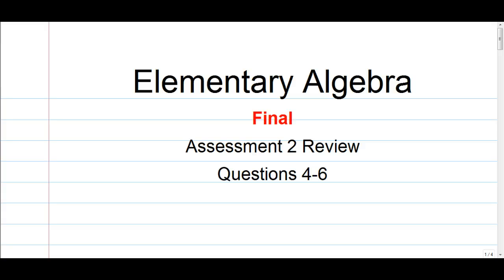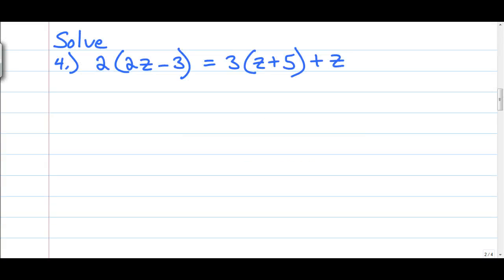Elementary Algebra, Final Assessment 2, Review, questions 4 through 6. In question number 4, you see a set of parentheses on both sides. So we're going to simplify the equation by first clearing the parentheses. Second, we'll look for like terms to combine.